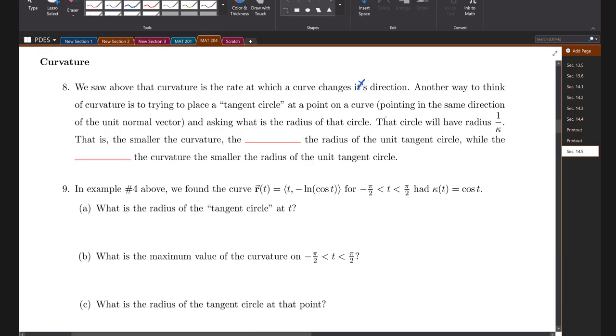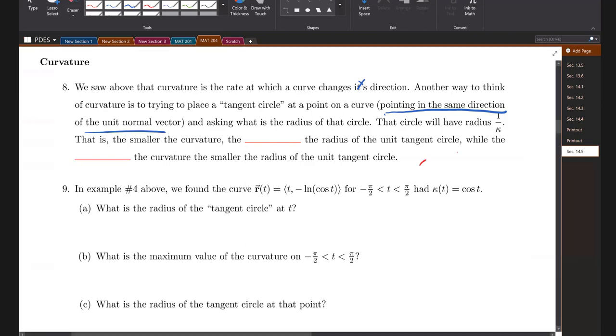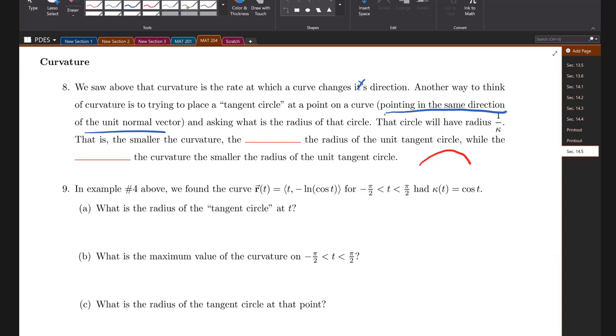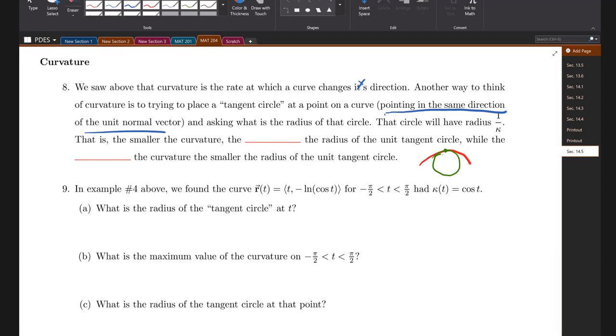Now, I'm going to revisit that at the end of class after we've talked a little bit more about the unit normal vector, because you did see that in your pre-work, but you didn't really do much with it. Okay, and asking what is the radius of that circle. So maybe we've got a curve that's moving along like this, and instead of thinking about putting a tangent line at this point right here, what I'm going to draw is a tangent circle. It's a circle whose curvature matches the curvature of the curve at that point.